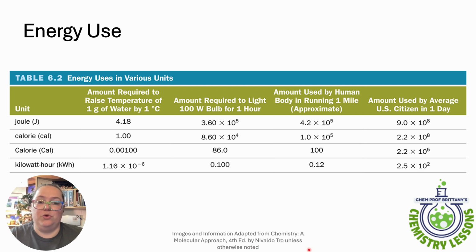The amount that we use in running a mile approximately, with whatever mass and athleticism they considered in this, it's almost the same. It's barely any more than for that light bulb for an hour. And then the average U.S. citizen in one day uses about 250 kilowatt hours of energy, which is 2.2 times 10 to the 5th food calories, 9 times 10 to the 8th joules.